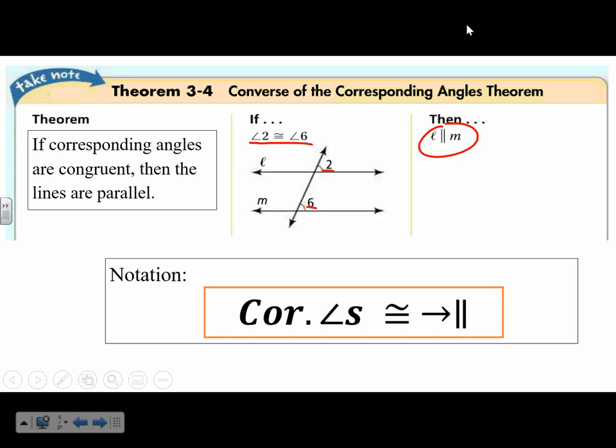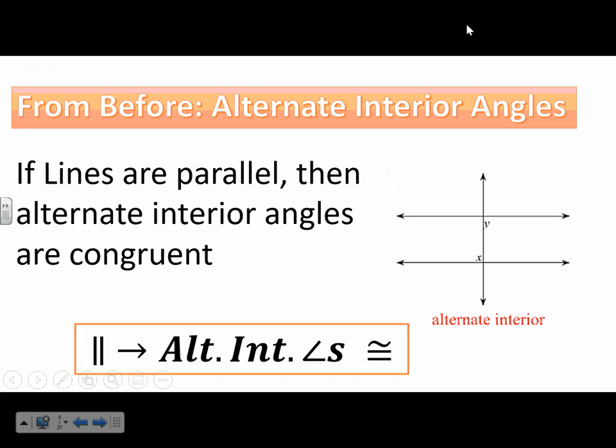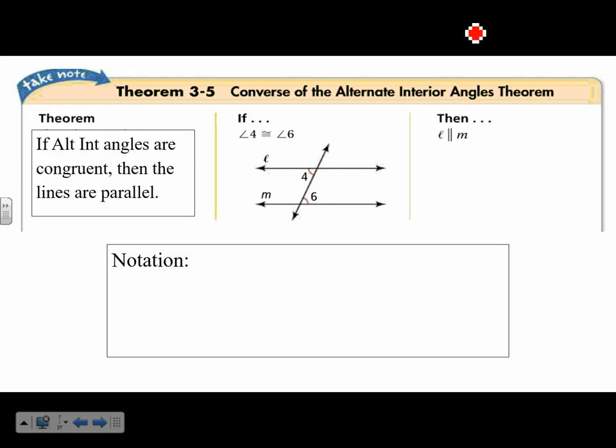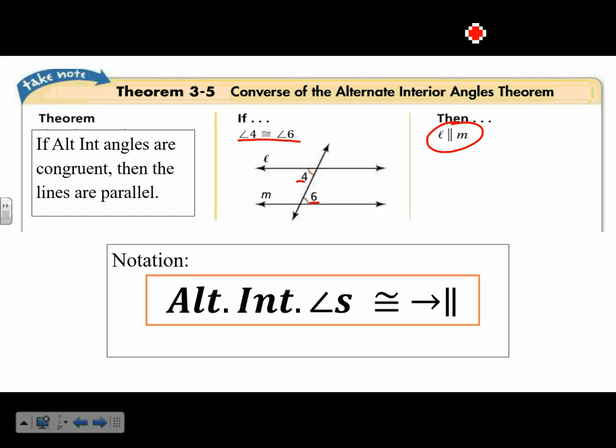As you can imagine, it's like that for all of these. Before, we did alternate interior angles. If the lines are parallel, then alternate interior angles are congruent. And now we have the converse. If alternate interior angles are congruent, then the lines are parallel. So if we know angle 4 and angle 6 are congruent, they are alternate interior, that means the lines have to be parallel.